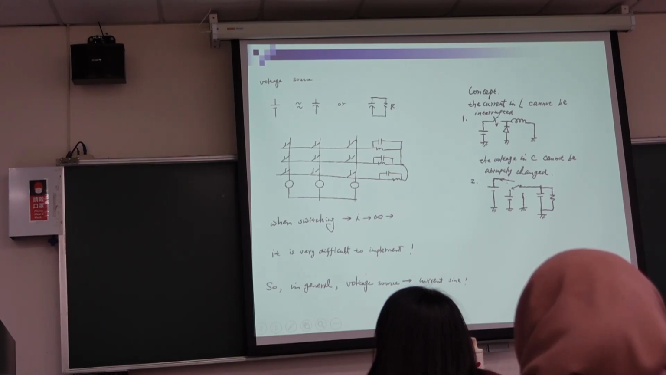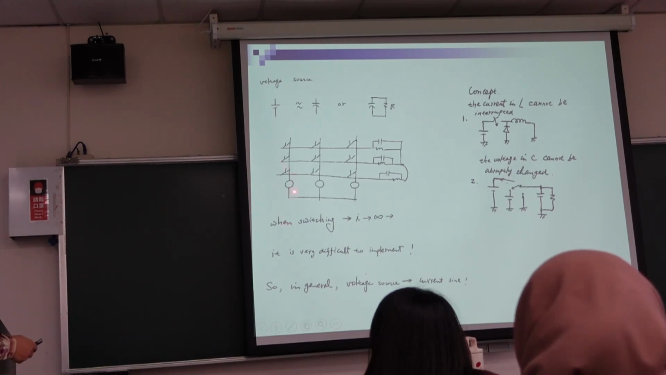So it is not a good idea. So what can we do? We have to remove the capacitor. We have to put an inductor here to make it become a current sink. So this is the reason we always say the output should be current sink, but not voltage sink. So we can use this figure to explain.